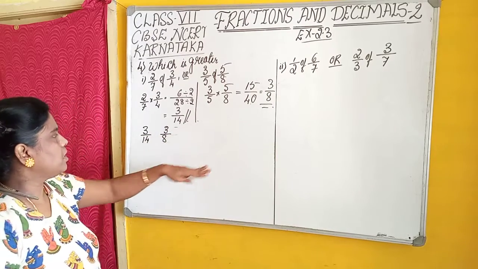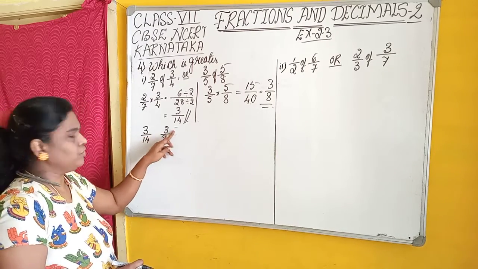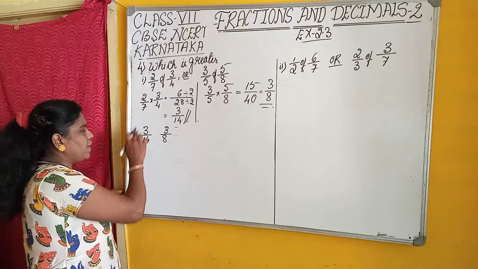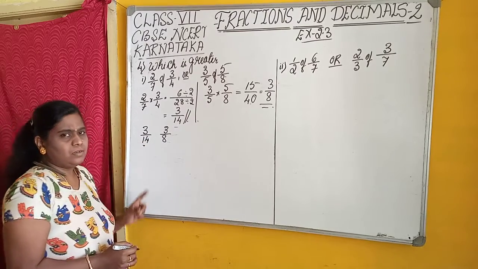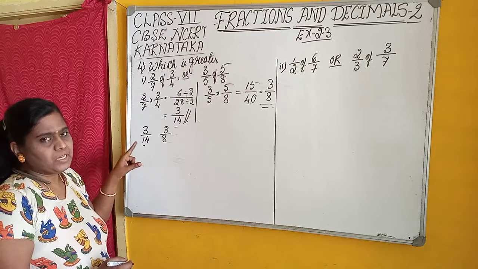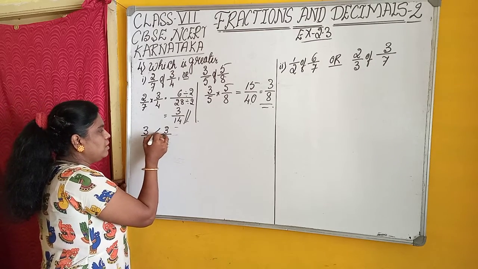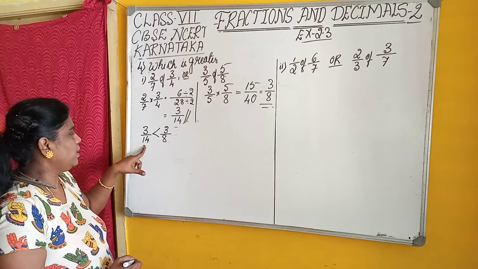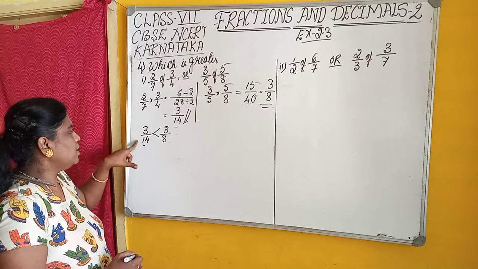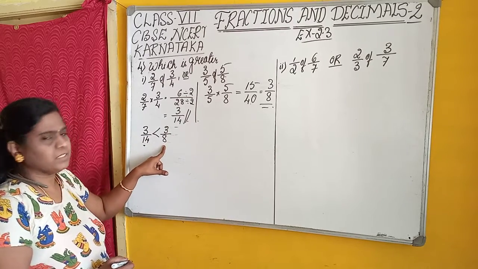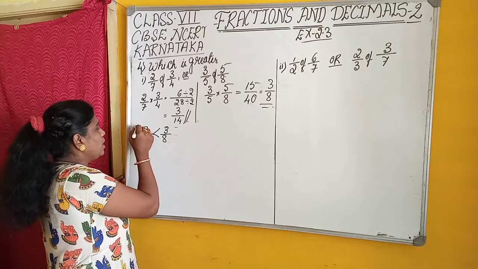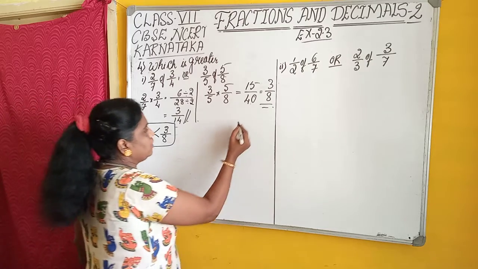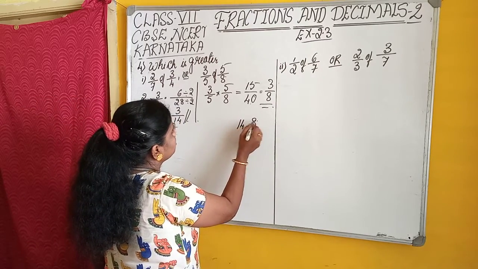In these cases the numerator is the same but the denominator is different. When the numerators are the same, the fraction which has the greater denominator is less than the other fraction. The denominator is greater, that means this one is less than the one which has the smaller denominator. Okay, we can say it like this, or otherwise we can take the LCM of 14 and 8.